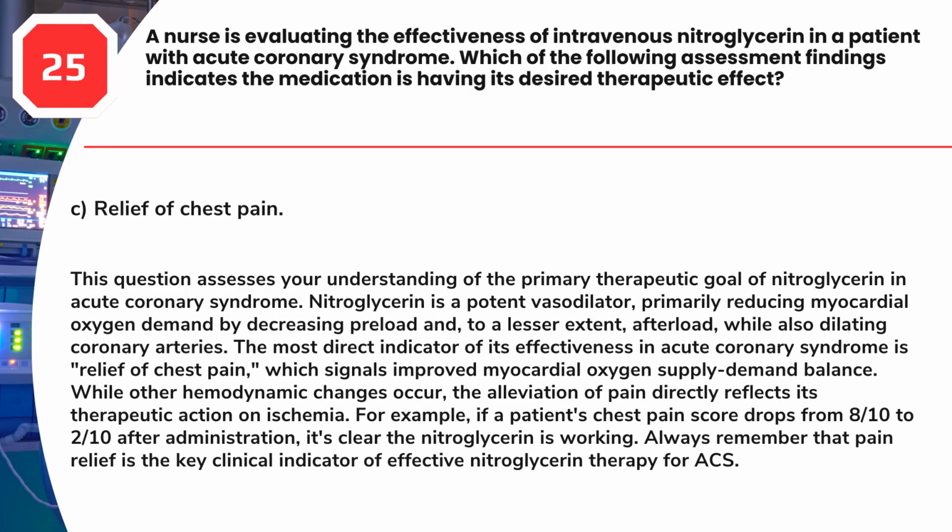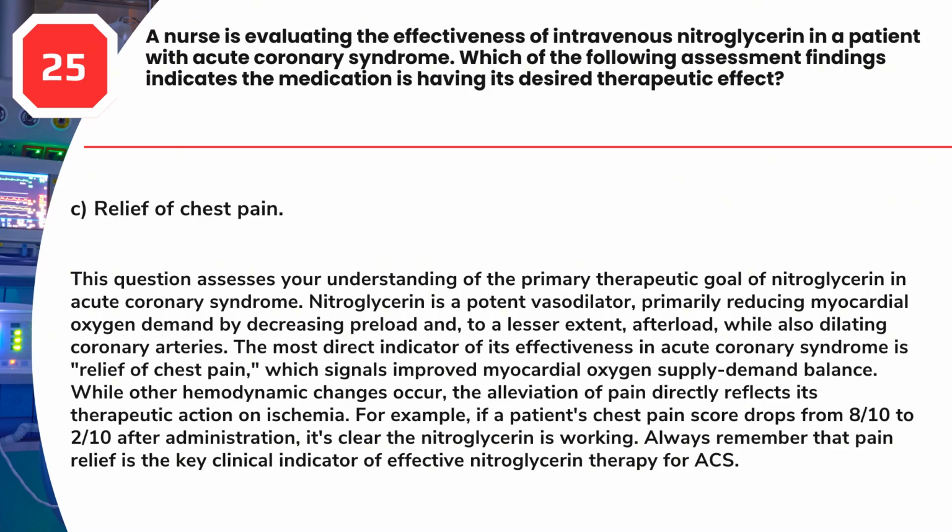Answer C. Relief of chest pain. This question assesses your understanding of the primary therapeutic goal of nitroglycerin in acute coronary syndrome. Nitroglycerin is a potent vasodilator, primarily reducing myocardial oxygen demand by decreasing preload and, to a lesser extent, afterload, while also dilating coronary arteries. The most direct indicator of its effectiveness in acute coronary syndrome is relief of chest pain, which signals improved myocardial oxygen supply-demand balance.